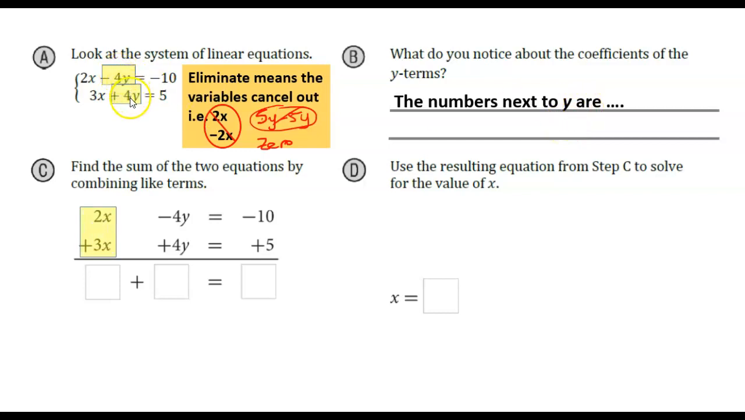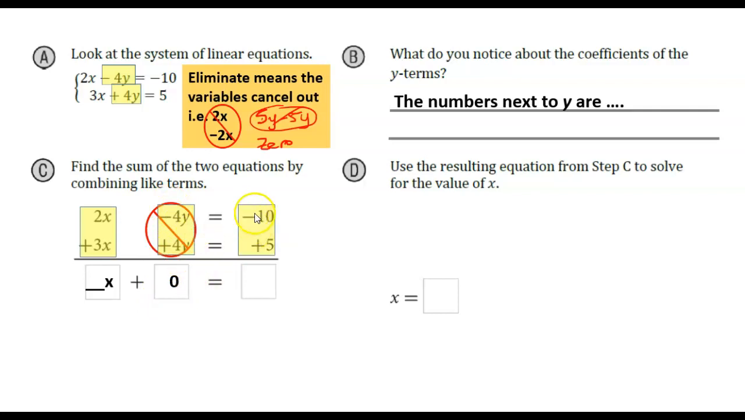Hopefully you notice that they both seem very similar, only one is positive, one is negative, and they are definitely going to eliminate or cancel out. So, we're going to find the sum of these terms. What would 2x plus 3x be? What would 4 minus 4 be? Hopefully that was apparent that we are going to cancel those terms out, because that's what elimination, which is what we're going to be doing this lesson, is all about. Also, it eliminates to be 0 anyways.